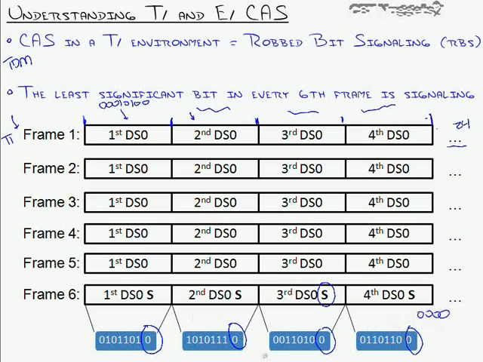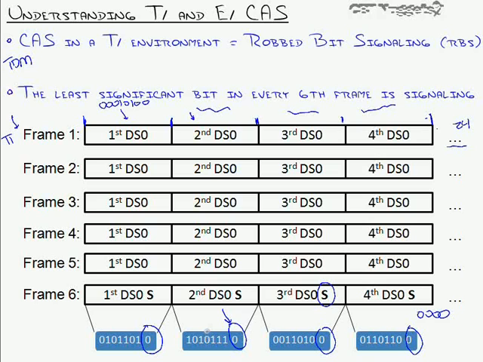Then it goes on, frame 7, frame 8, frame 9, frame 10, frame 11, frame 12, signaling. So the last bit of the 12th frame will all be signaling. 18th frame, 24th frame, 30th frame, and so on. Every 6th frame, the last bit is signaling, and the receiving and sending sides can take all those bits and put them back together and start getting signals like off hook, on hook, dial digits. Even caller ID information can be reassembled from that.